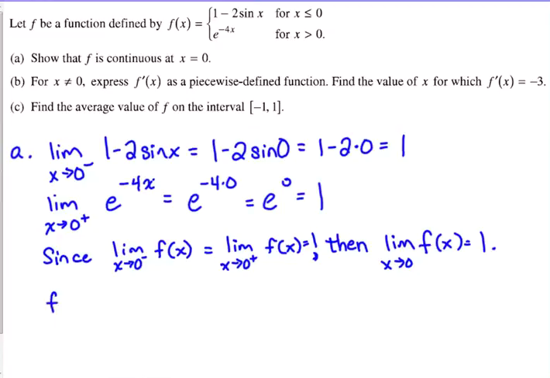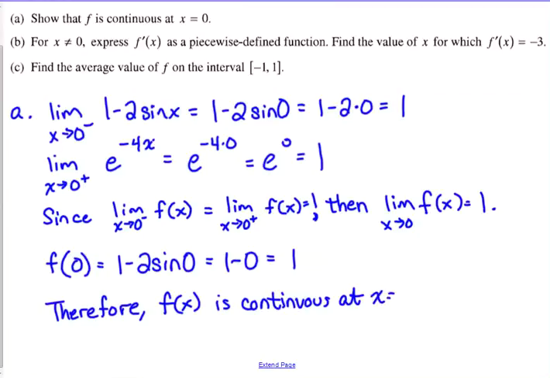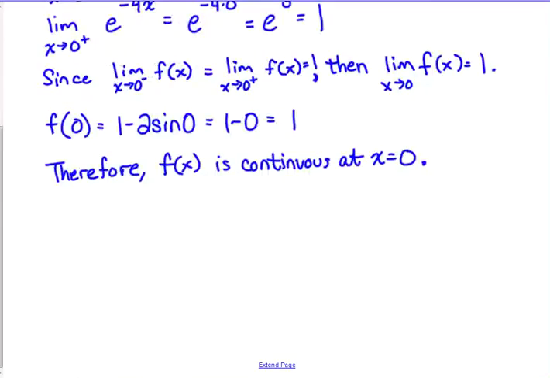Then we need to find f of 0. Well, the equal to part was the first part of the function. So that's 1 minus 0, which is 1. Okay? So, therefore, f of x is continuous at x equals 0.